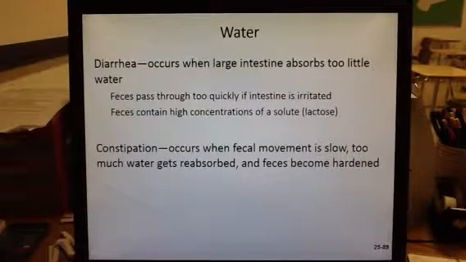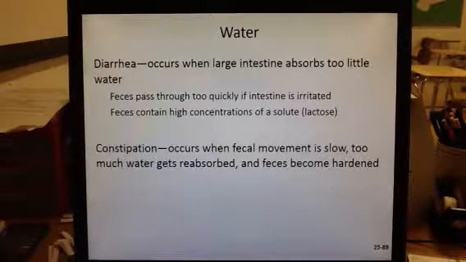And then the opposite of that would be constipation. If the fecal movement is too slow, then too much water gets reabsorbed, and then the feces becomes hard and is difficult to defecate.